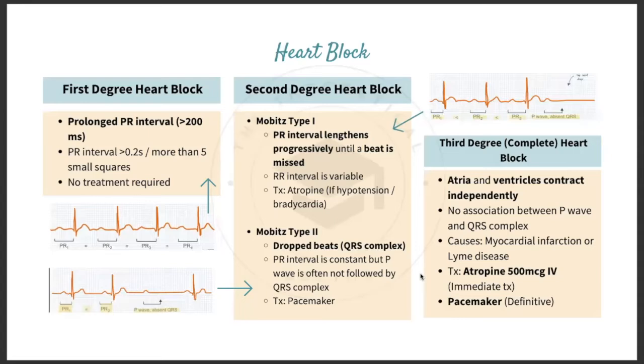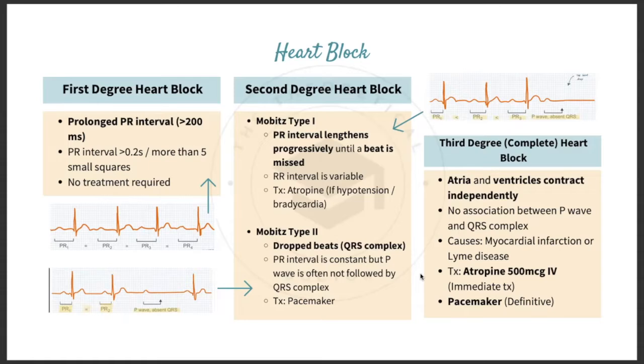Next is the heart blocks. Okay, so for heart blocks, you have 3 types: first degree, second degree, and third degree. In second degree, you have 2 subtypes called Mobitz type 1 and Mobitz type 2.